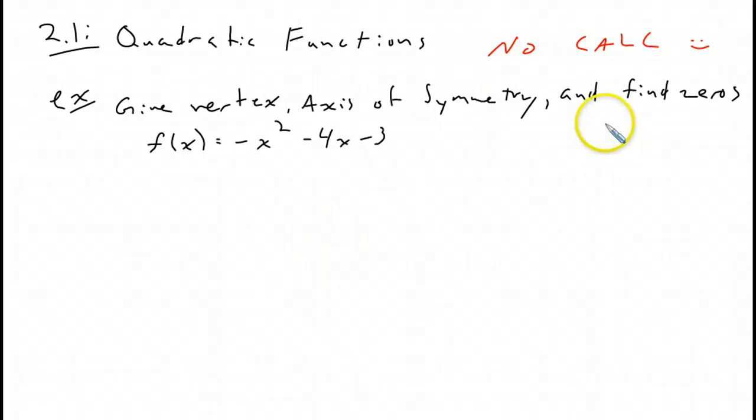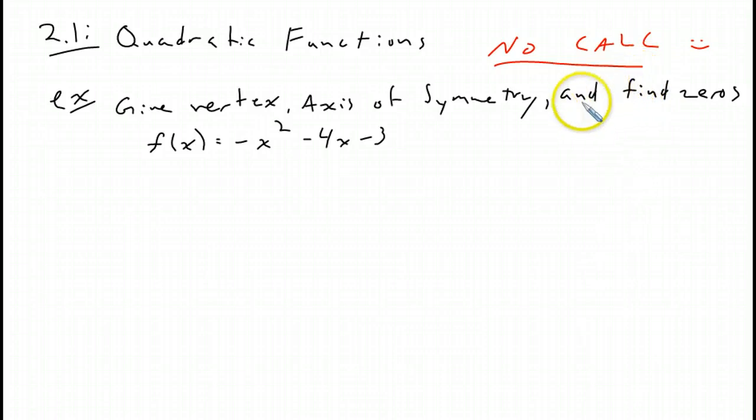Another type of problem that you're going to see is the same sort of thing. We're in general form, but you are going to have something like this where you're going to have no calculator. So we're still going to have to give the vertex, the axis of symmetry, find the zeros, and graph it. Okay, seems a little bit daunting right now, but it's not so terrible.